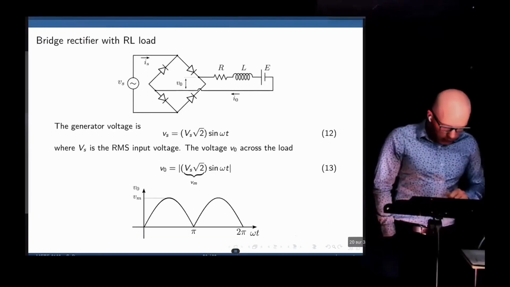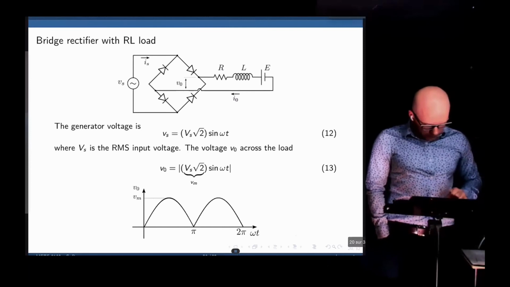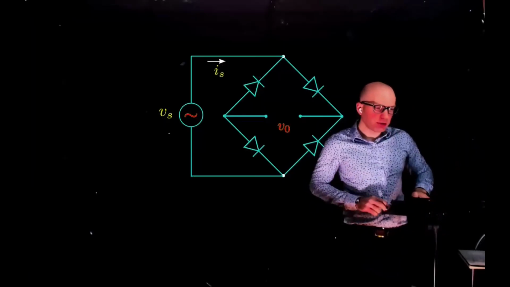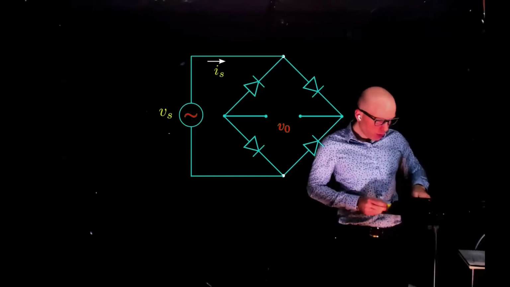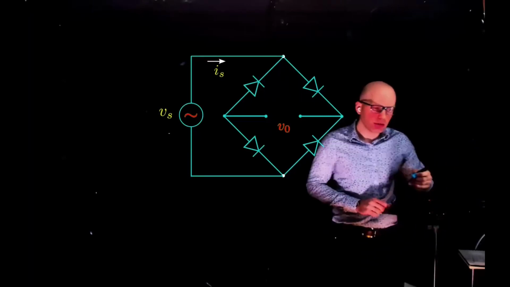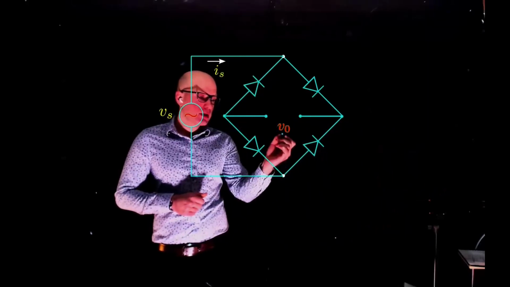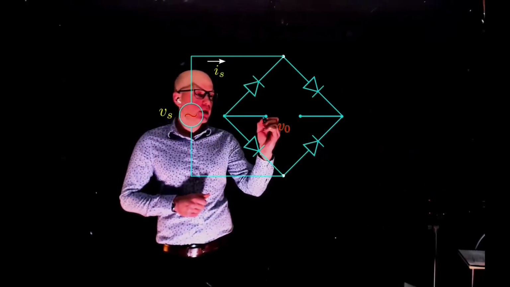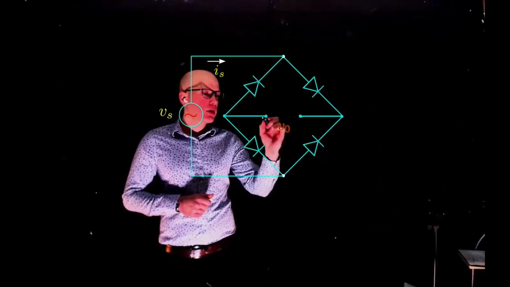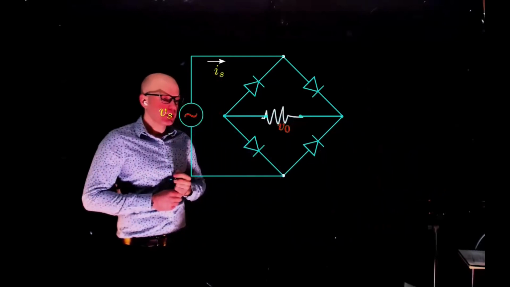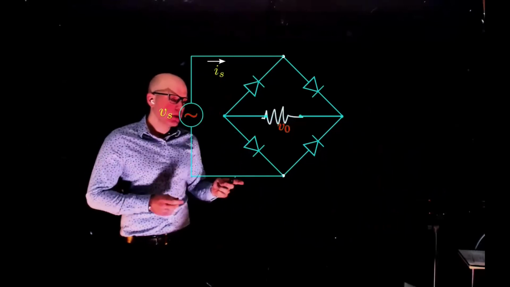Now let's look at another arrangement. This is a full bridge rectifier. Instead of a transformer, we are going to use 4 diodes in this configuration. V0 is our load. Let's say we put a resistor here. That's our load, and this is the arrangement.